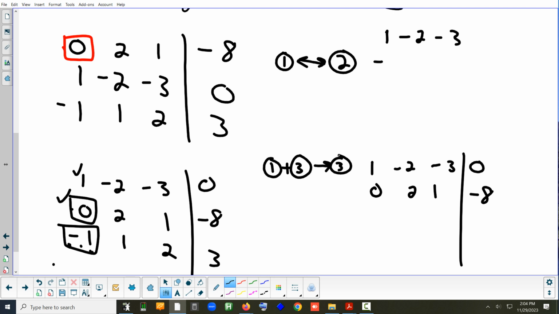What's 1 plus negative 1? 0. So that's 0. And we'll do it all the way. Row 1 plus row 3. What's negative 2 plus 1? Negative 1. Okay, let's do it again. What's negative 3 plus 2? Negative 1. And what's 0 plus 3? 3.